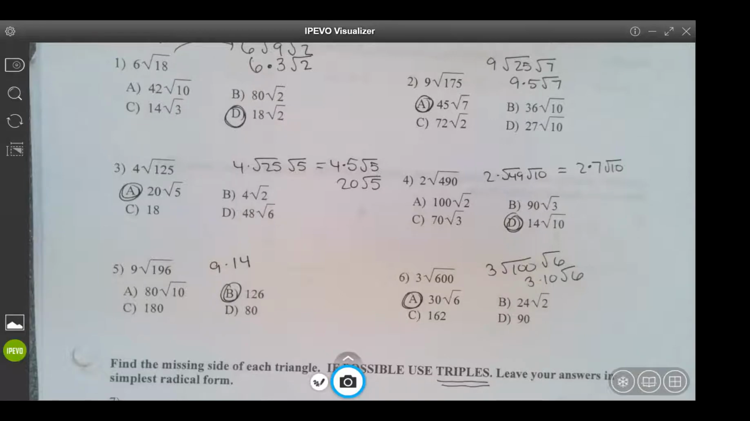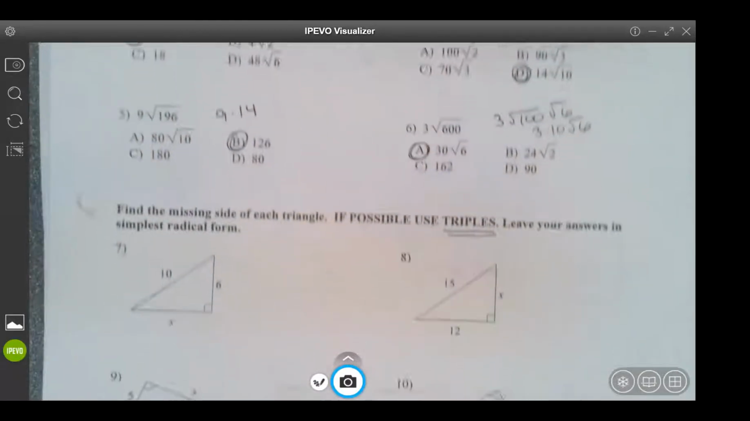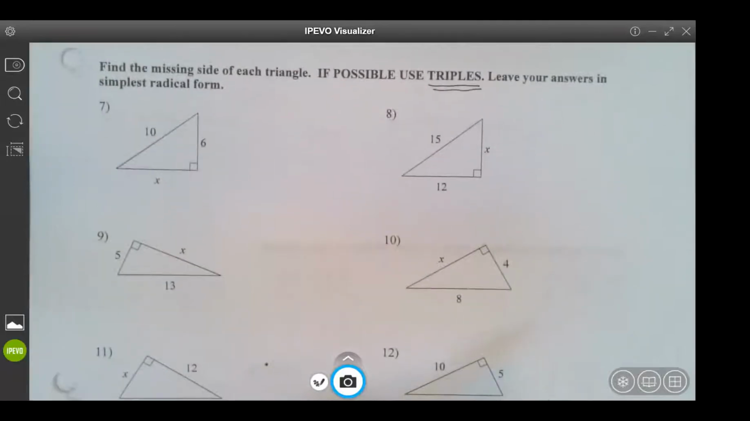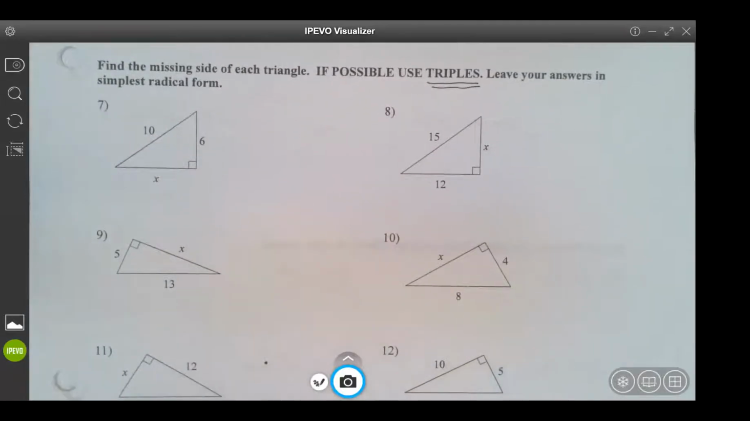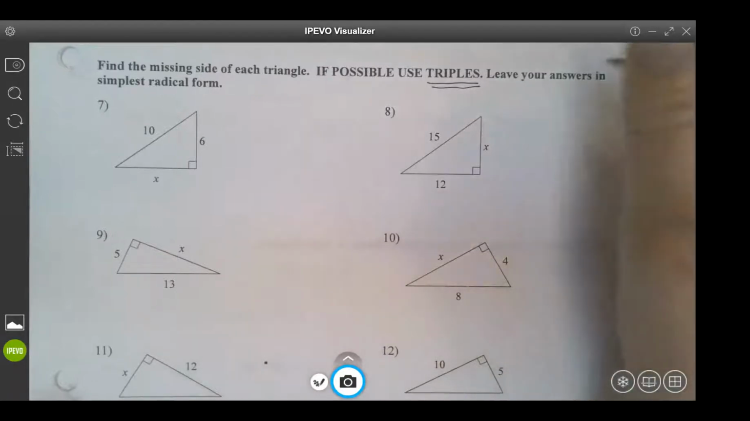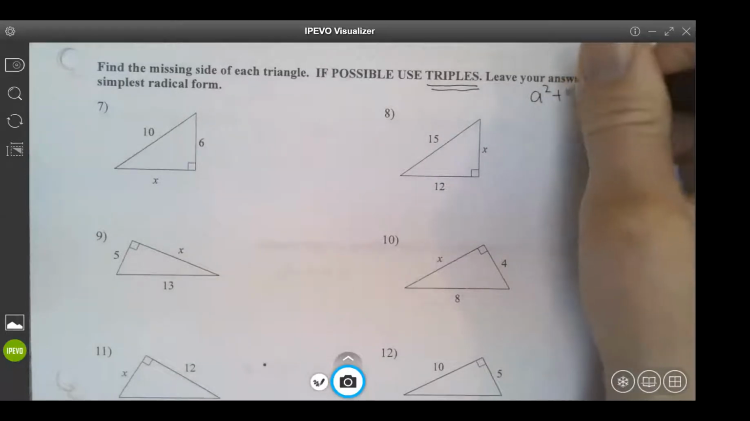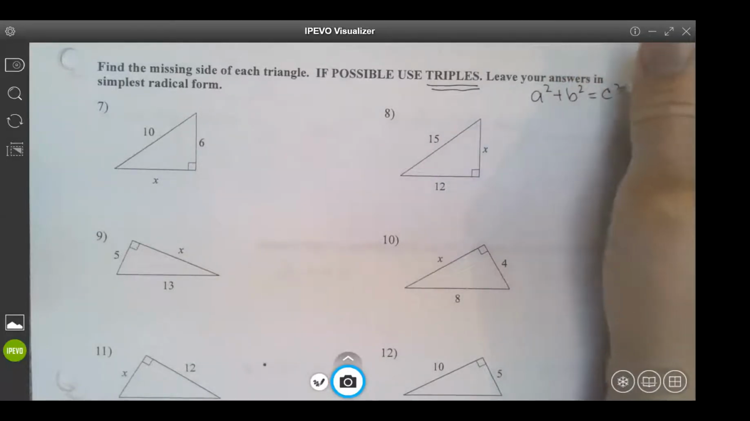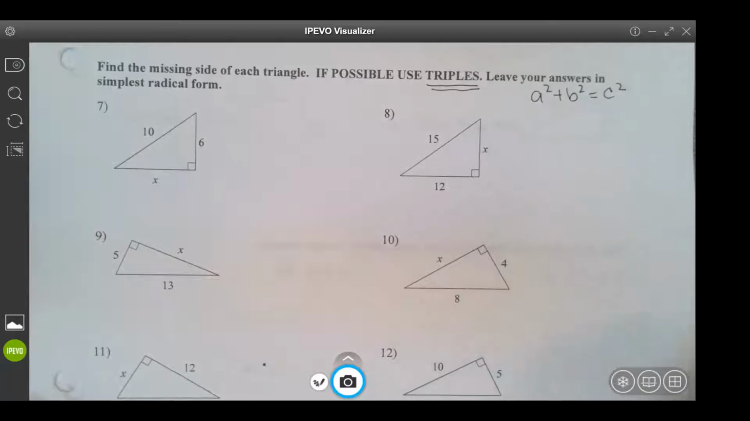Now I'd like to go over the bottom section of this. Yesterday in class, if you were in class, you have the notes. If you weren't in class, hopefully you've watched the videos. We talked about the Pythagorean theorem. So I can either use the Pythagorean theorem here to solve, or I can use triples.